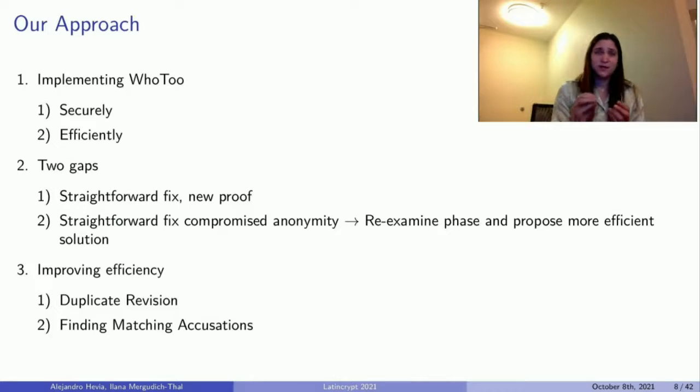The first one could compromise the anonymity of the accused. We showed the attack of how this could be done in the paper, but fortunately a straightforward fix solved the issue. It required a new proof, but it was also pretty straightforward.